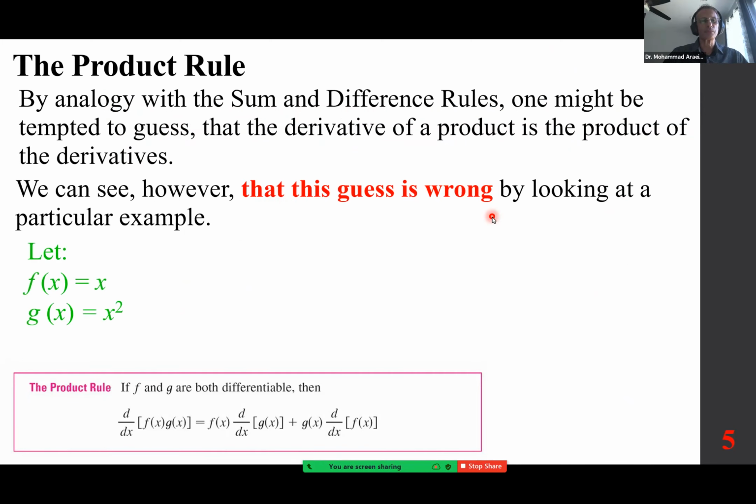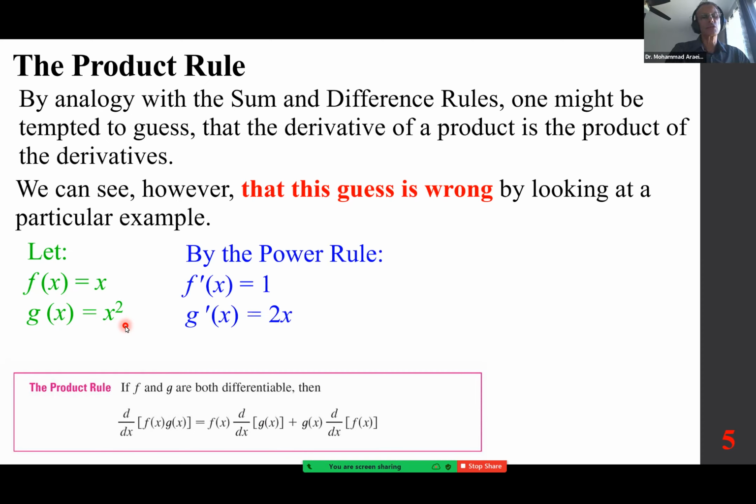to see why it doesn't work. For example, if we let f of x be x and g of x be x squared, clearly their product is easily found, so their derivative. The derivative of x is 1, x squared is 2x, their product is x cubed, and we know the derivative is obviously 3x squared, by the power rule.